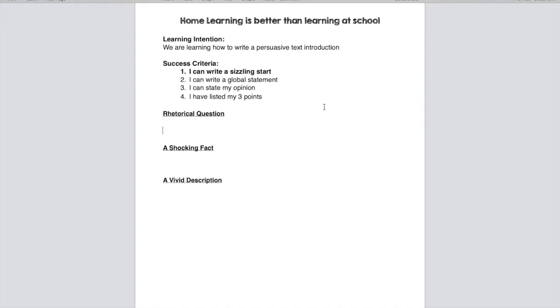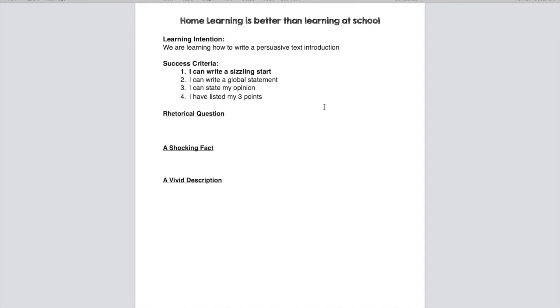So the first option is a rhetorical question. The second is a shocking fact. And the third is a vivid description. So I'm going to give you 3 examples, one for each of these techniques. So for a rhetorical question, you want something that makes the reader agree with you by asking them a question, a very pointed question. So I'm going to be arguing that yes, home learning is better than learning at school.